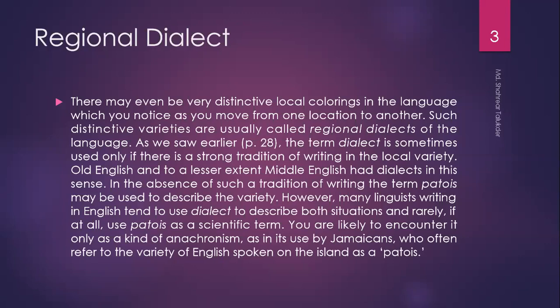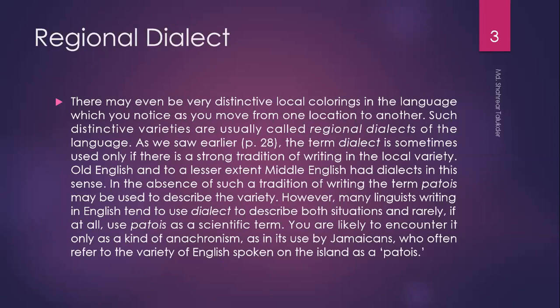Now you are likely to encounter it only as a kind of anachronism, as in its use by Jamaicans, who often refer to the variety of English spoken on the islands as a patois. So the Jamaican people living in the Jamaican islands, they use English and they call it English patois. Though they have a written form, they are writing literature and other stuff. Even they have dictionaries in Jamaican English, but still they are calling it patois.